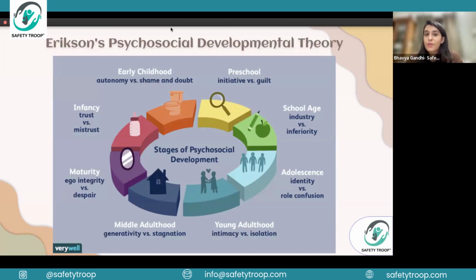You see how it is so different from the Freud psychosexual theory. While Freud only focused on the sexual aspect of growth, Erikson focused on the overall development, and that is why he gave 8 stages till death, and he mentioned all the conflicts that happen in those particular age phases.